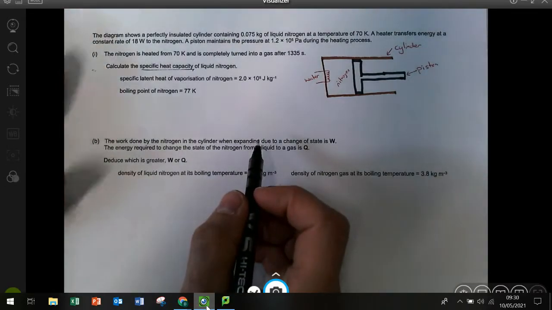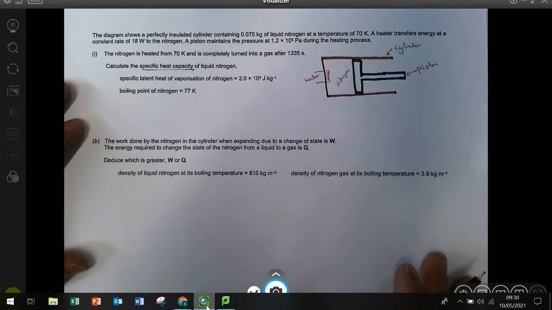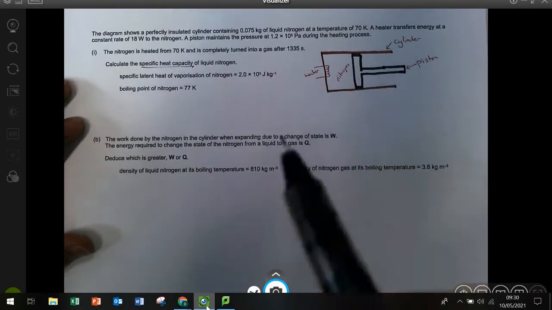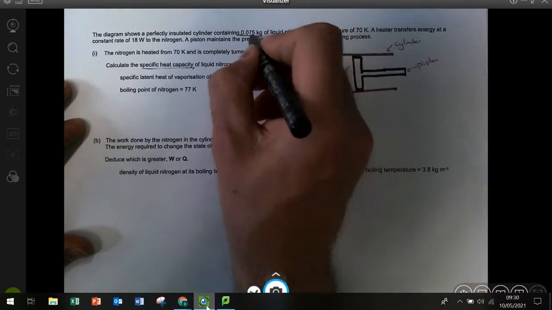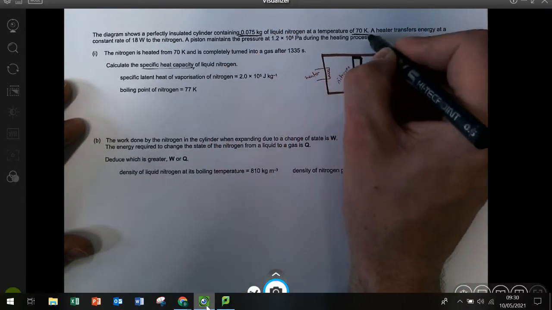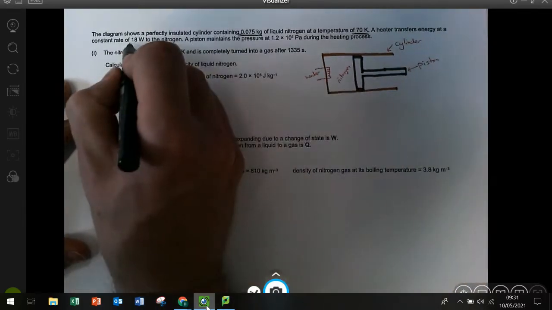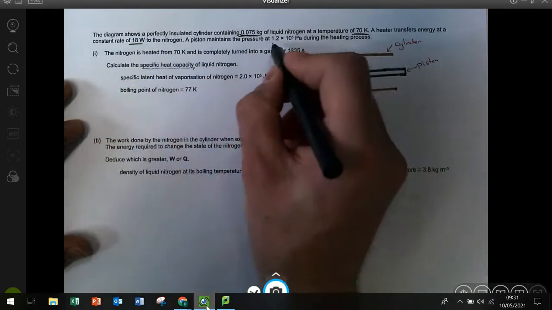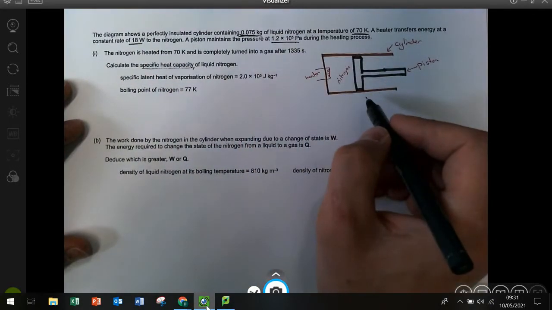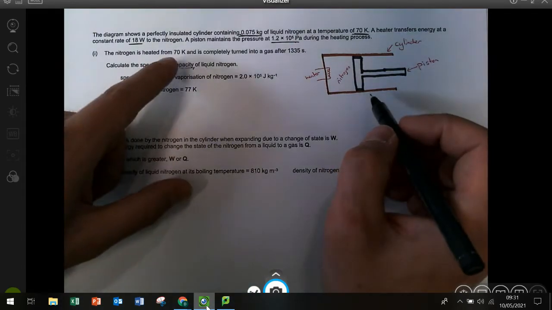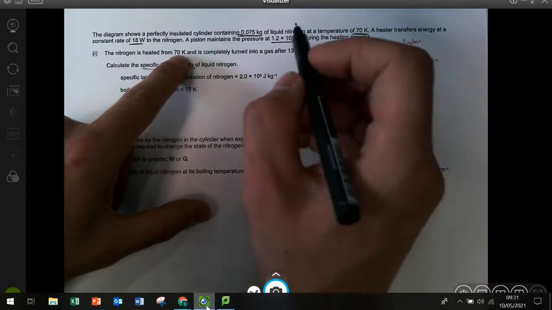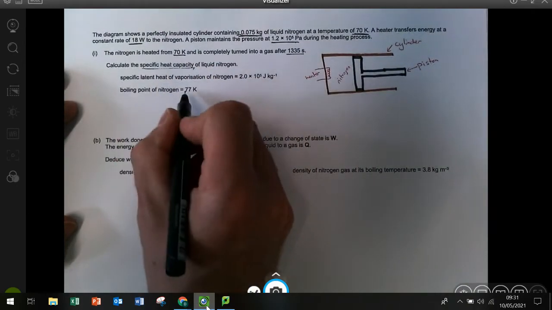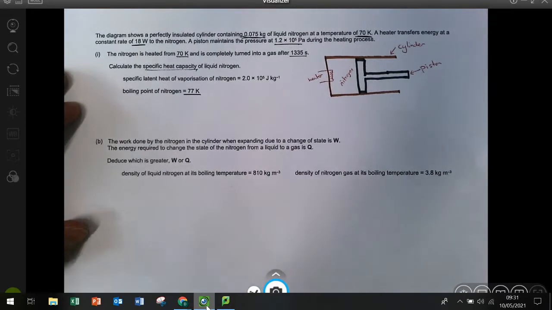So we've got to read the question carefully here to understand all the bits of information we've been given and the full calculation. So we've got a cylinder that's containing some nitrogen. It contains this much mass of nitrogen. It starts at this temperature, and we've got a heater heating it at a constant rate of 18 watts. And then we've got a constant pressure during this heating process. It says it's heated from 70 Kelvin and it turns into a gas completely after this much time. And then in this information here, we know that the boiling point is 77 Kelvin.